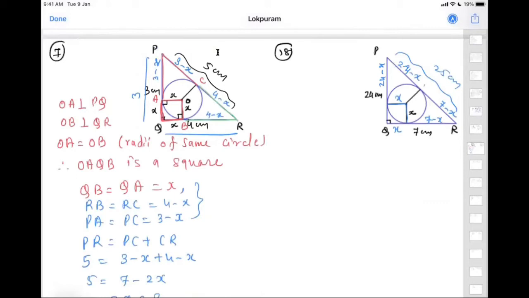So I had taken this as C. So I can write PR is equal to 24 minus x plus 7 minus x. 25 is equal to 24 plus 7, that is 31 minus 2x. 2x is equal to 6, x is equal to 3. Okay, did you understand both sums? Any doubt? Then you can clear it out.